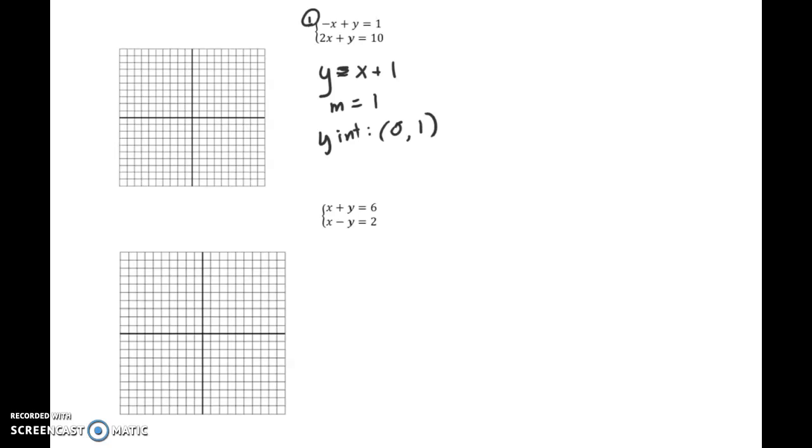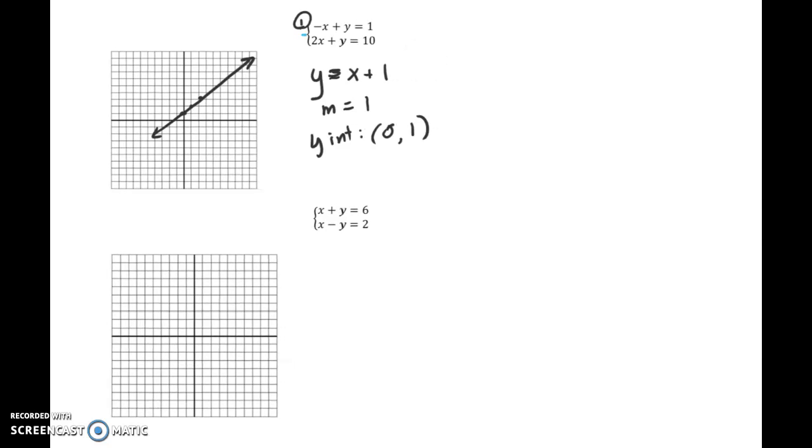All right. 0, 1. Right there. And then my slope is up 1 and over 1. And so I get a good line going through like that. That would be the first one. Now I'll do something similar with the second equation. So here's my second equation. It says 2x plus y equals 10.